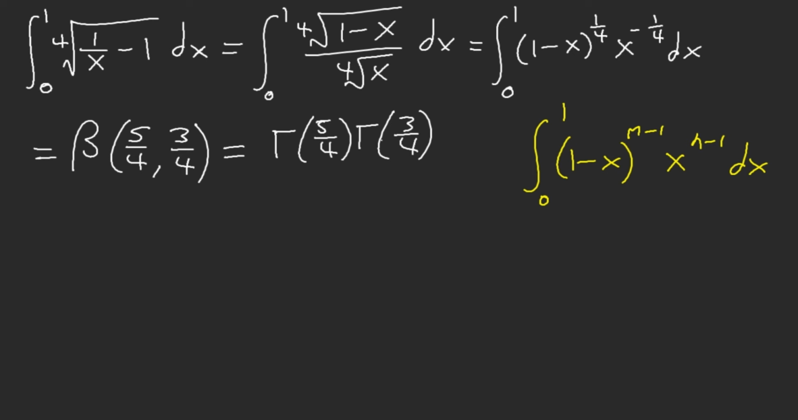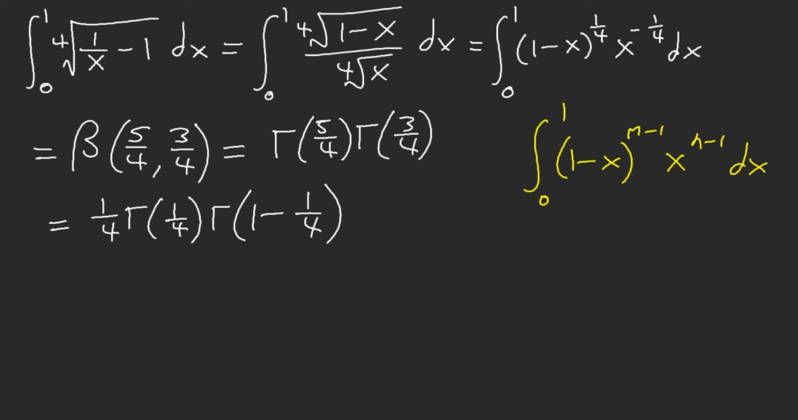So, okay, we have this. Now what? How do we compute this? Again, notice that 5/4 is bigger than 1, so we can use the factorial property, right? If you remember, gamma of x plus 1 is equal to x gamma of x. Okay, 5/4 is equal to 1/4 plus 1. So what this means is that gamma of 5/4 is equal to 1/4 gamma of 1/4. And then gamma of 3/4 is the same thing as gamma of 1 minus 1/4.